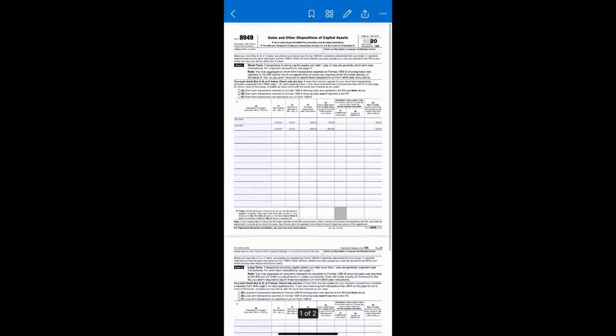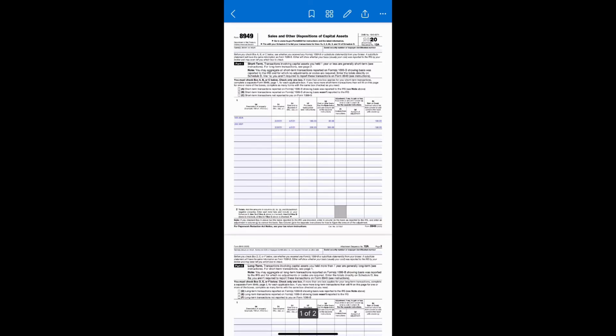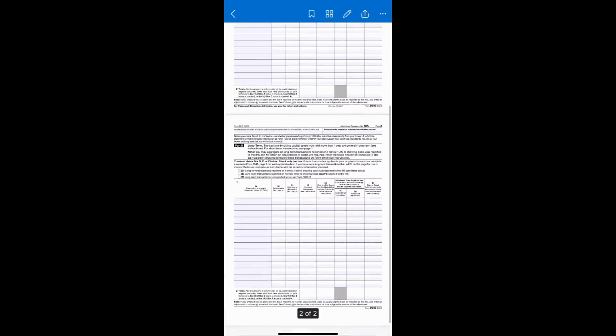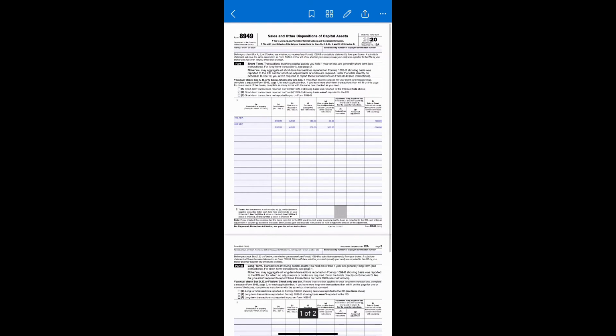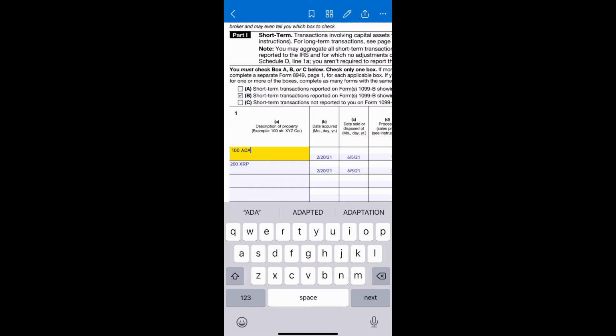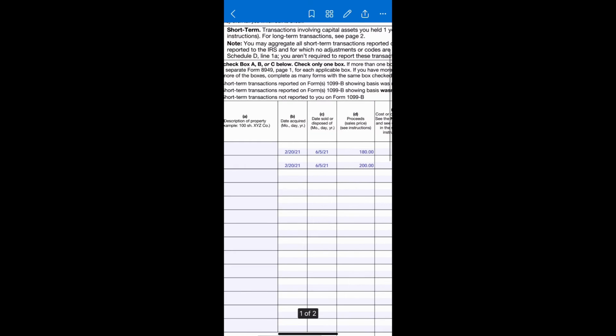Okay, so here's the form, and you can see I already have a couple mock-up purchases that I put in there. Form 8949, like I said. These are fake. These are just pretend. I just want you guys to understand how to use this form. It looks a little overwhelming with all these columns, and it's got the info up here, but basically this first column here is what you purchased. I'm pretending here I bought 100 ADA, and then you're going to put in the date you purchased.